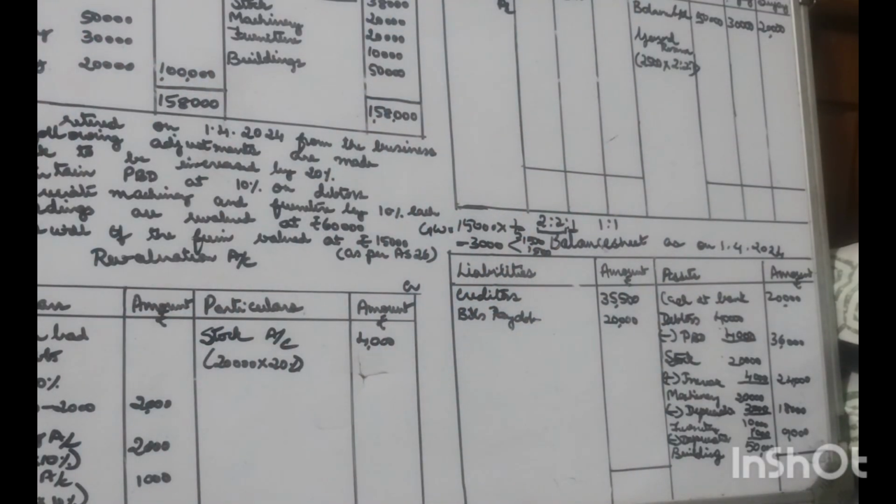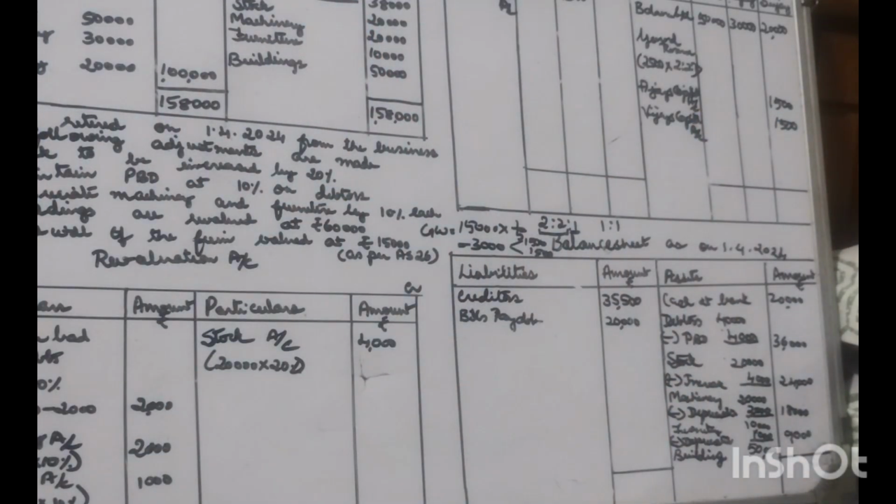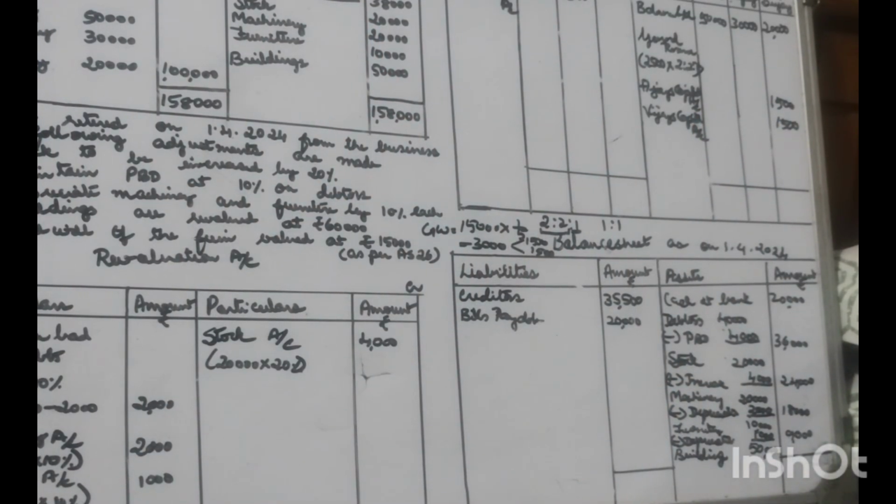One more entry. The retiring partner's capital account has to be credited with the remaining partners' capital accounts. So retiring partner's capital account 1,500, 1,500. The retiring partner's capital account has to be credited with the remaining partners' capital accounts, Ajay's capital account, then Vijay's capital account. So this is how goodwill has to be treated according to Accounting Standard 26.